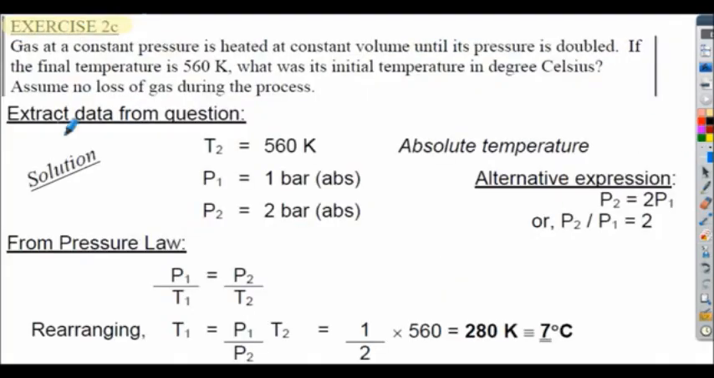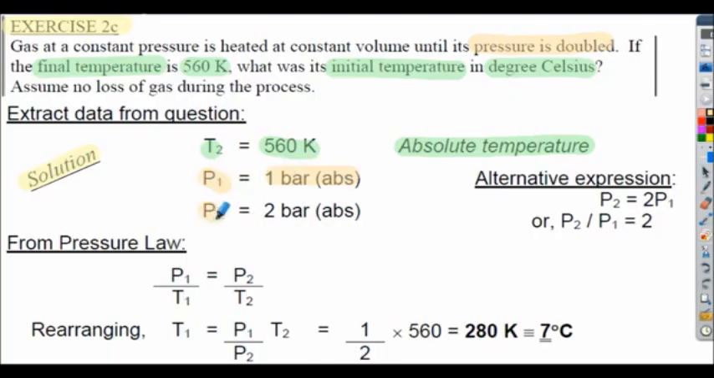So exercise 2C, here's the solution. Now in this particular question, the final temperature, T2, is given in terms of K, so 560 K is the absolute temperature. We've got to determine the initial temperature, so that's T1 that's unknown here. And we need to state the final answer in degrees Celsius. Now we're given in the question that the pressure is doubled, so we could say that P1 is equal to 1 bar absolute, so that would mean P2 is then 2 bar absolute.